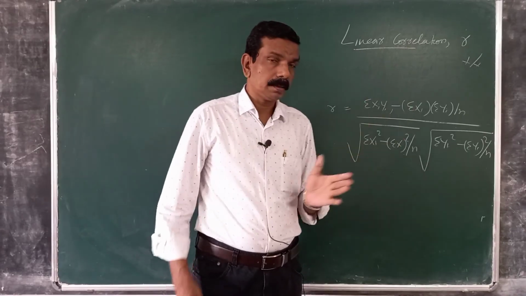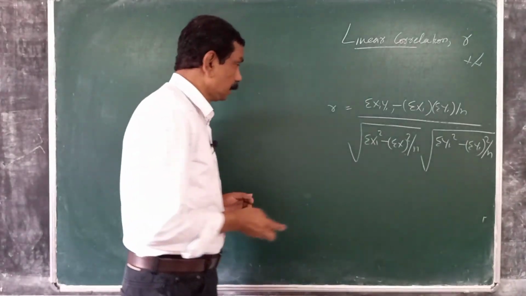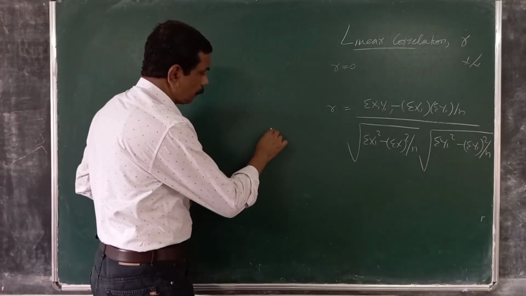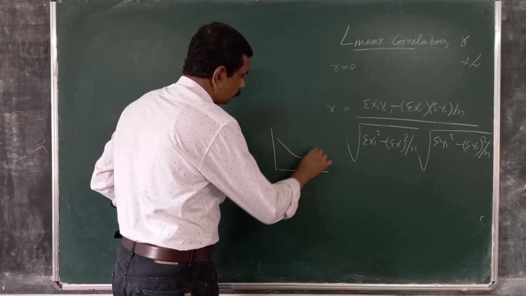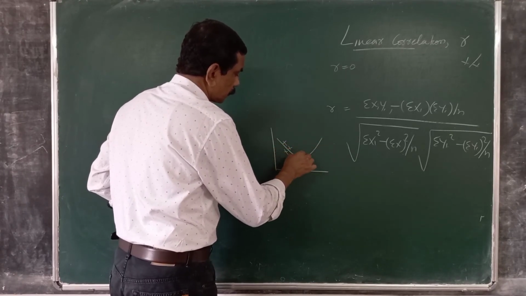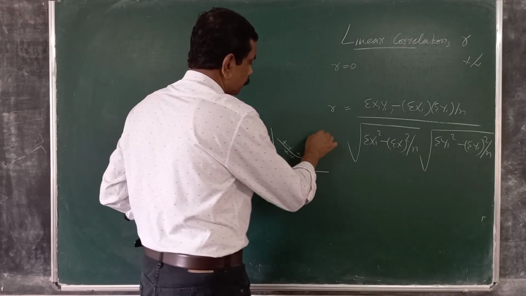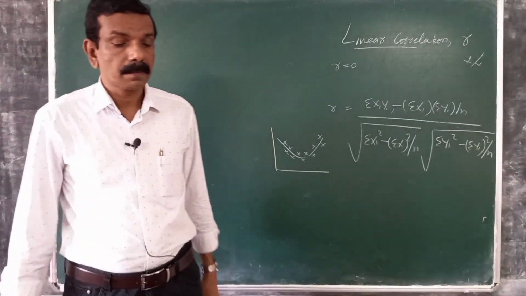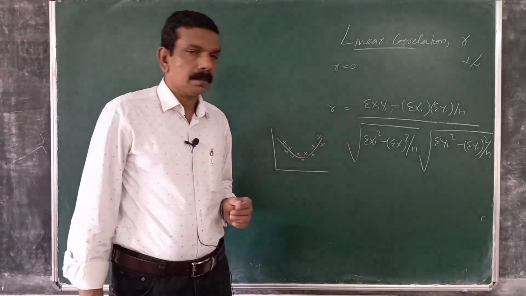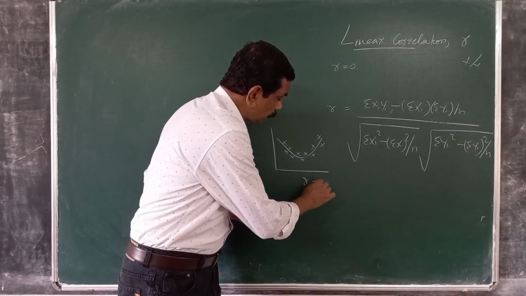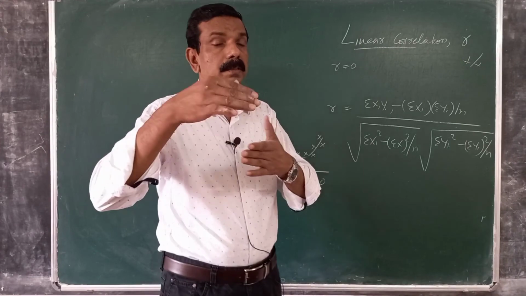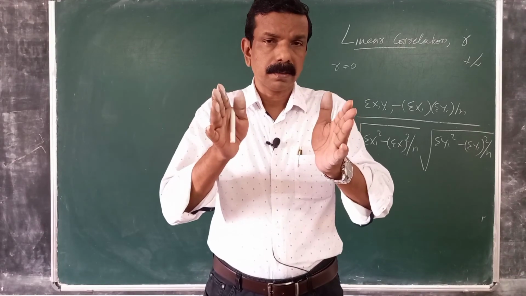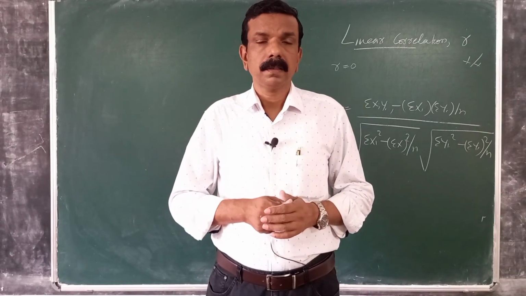And remember this, it is a measure of linear association only. R equal to 0 does not mean that x and y are not related. For example, suppose that the relation is like this, a non-linear relationship. Of course, x and y are related, but the problem here is that x and y are non-linearly related. So here you will get the value of R as equal to 0. So zero correlation does not mean that the variables are not related. It only means that they are not linearly related.